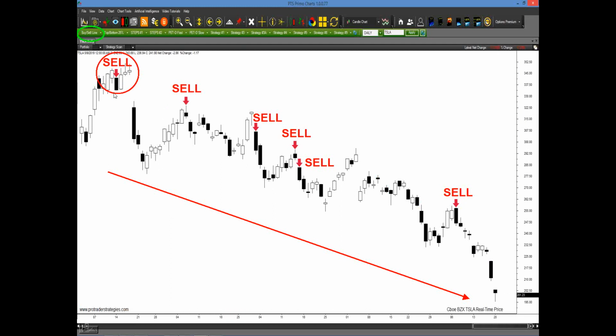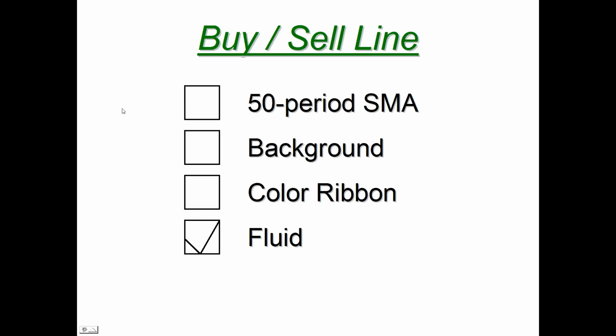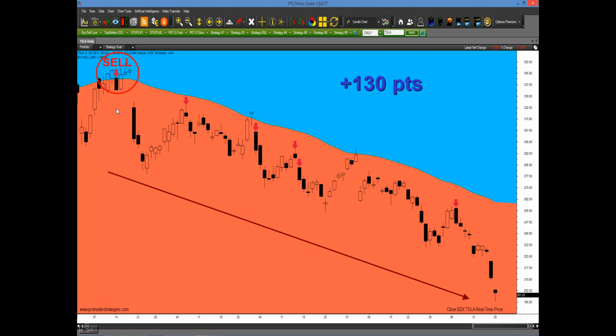Well, we apply the buy-sell line, click on fluid, and look at this. This was the only sell setup that was touching. And this had the highest potential for gain because it was right at the very top. Now, all these other signals, this was a good one. These were good ones too. But this had the highest potential for capturing that point. Why? Because it was touching.